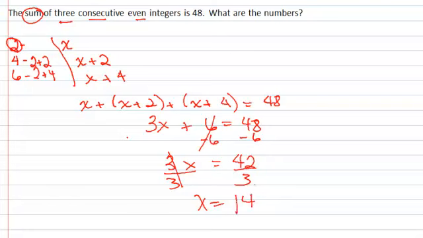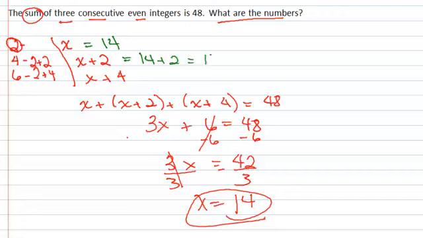Now again, we go back and say, what question were we asked? And the question we were asked is, what are the numbers? So we have one of the numbers. We got x is equal to 14. So x is equal to 14, but the next number is 14 plus 2. And the next number is 14 plus 4. So our numbers are 14, 16, and 18.